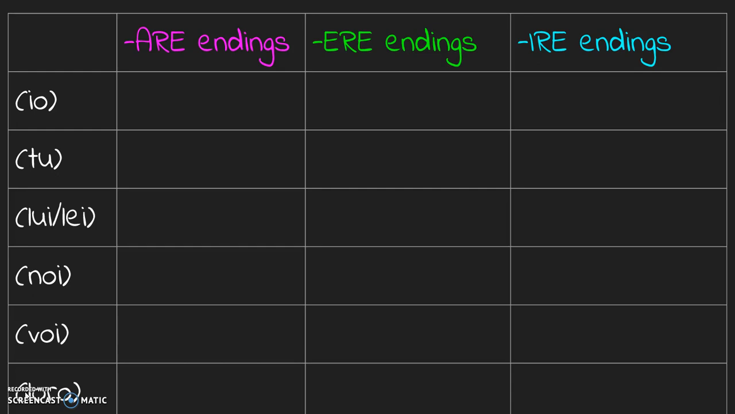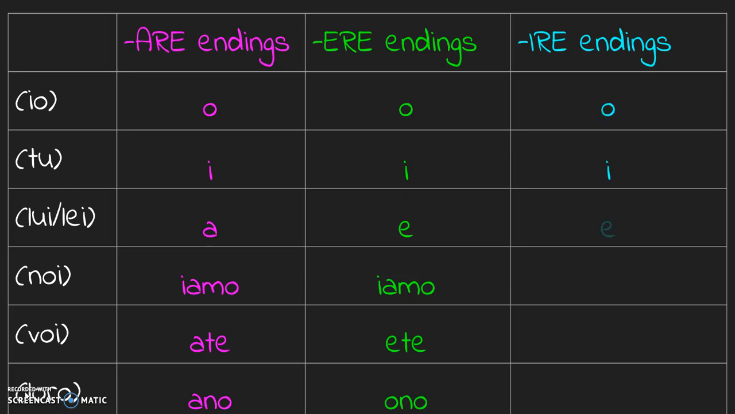So to summarize, here is a table of our three verb groups. For are verbs, our endings are o, i, a, iamo, ate, ano. Ere verbs, o, i, e, iamo, ete, ono. And ire verbs, o, i, e, iamo, ite, ono.